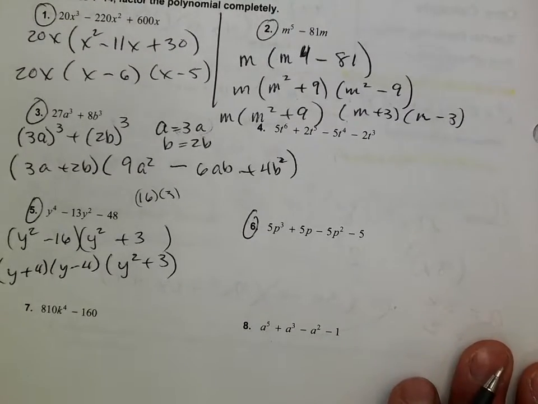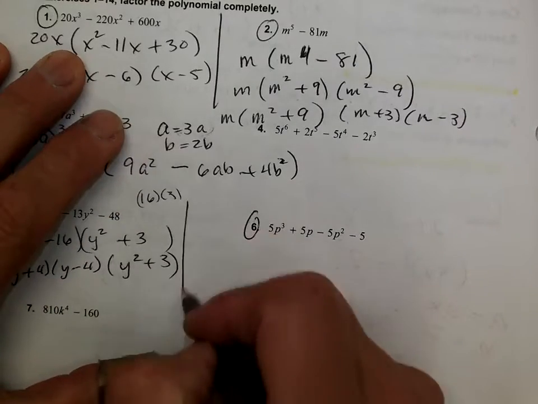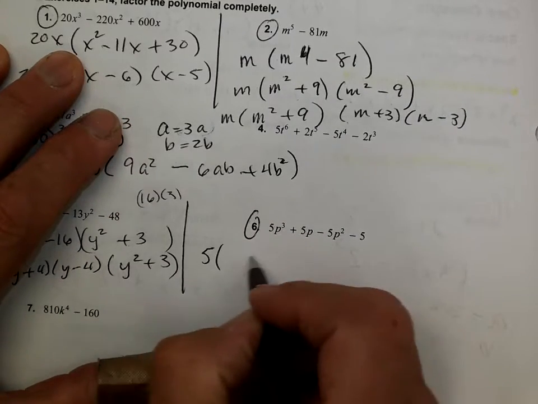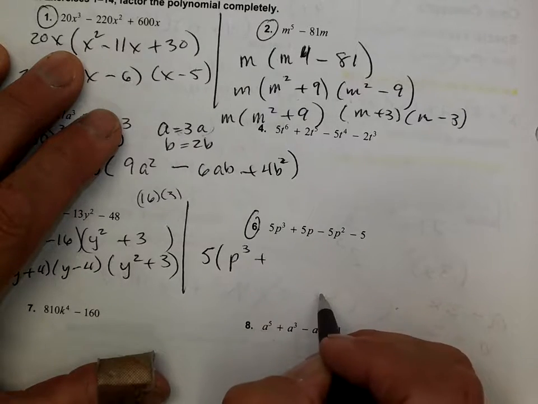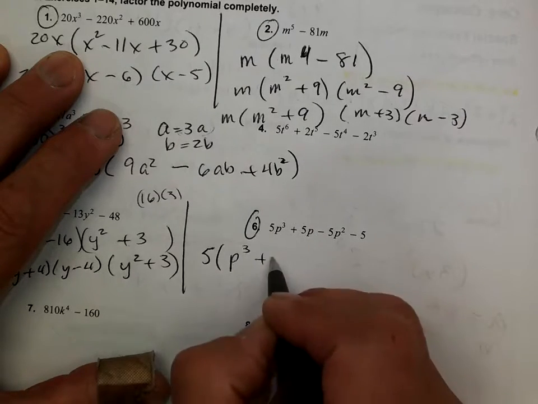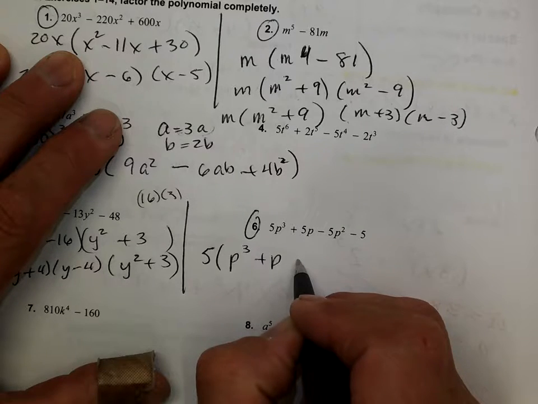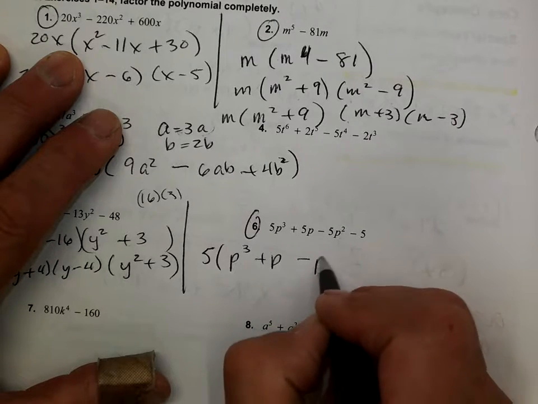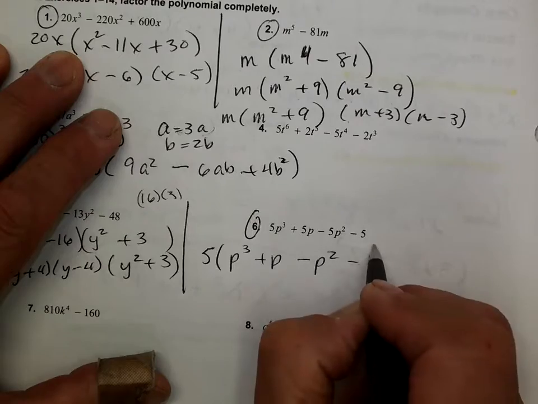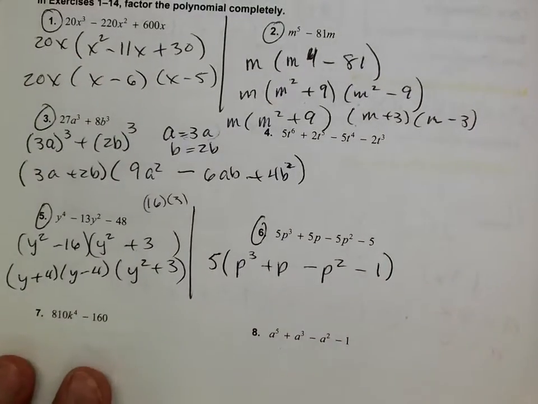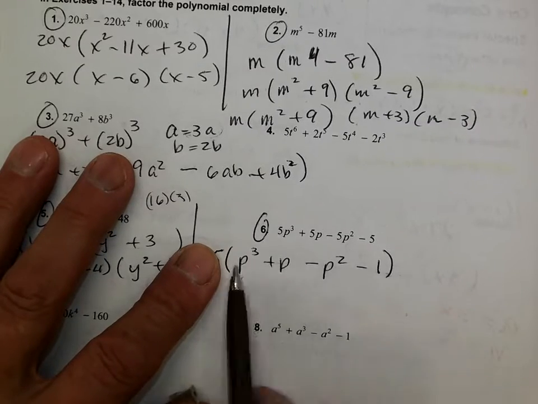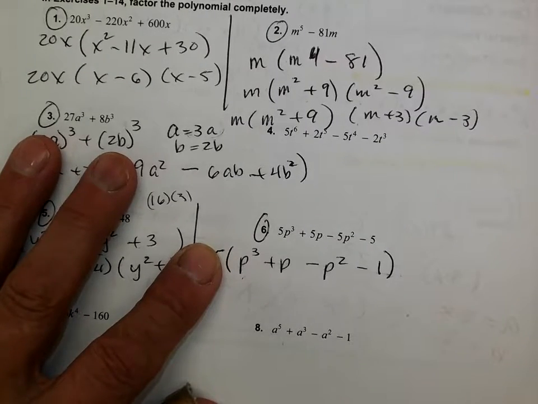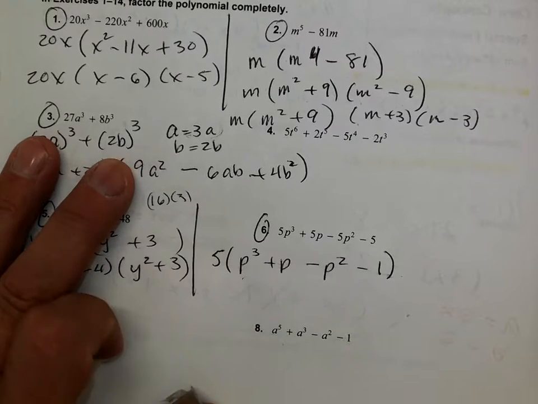You guys agree with 5? I heard 5. So let's take out the 5. Let's see what we got. Then I'd have a p cubed plus a p minus a p squared minus 1. Okay? 4 terms, right? 4 terms, what are you going to do? Guys, remember?